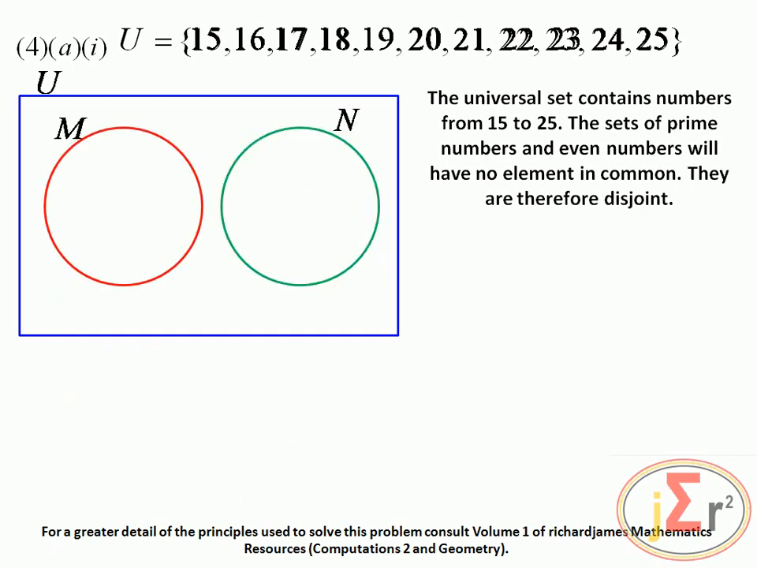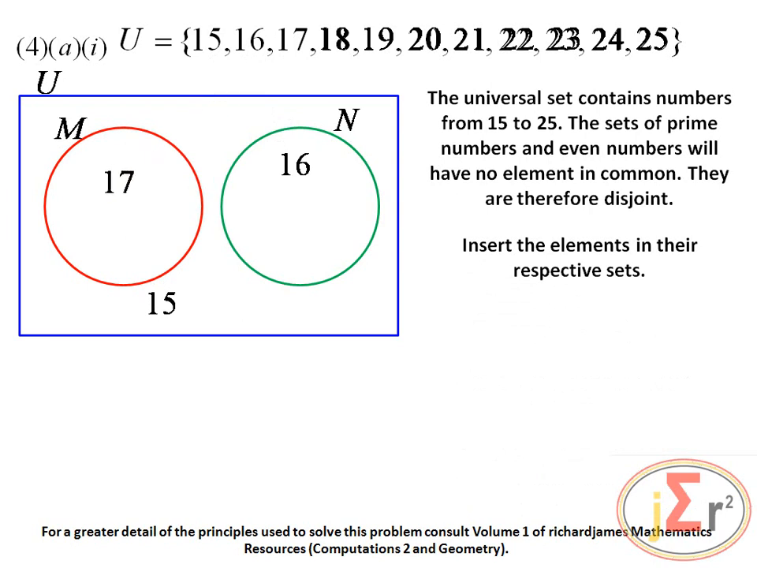And our first number is 15. And 15 is not even, it is not prime, it is going to be in the universal set, not in any of those sets. 16 is even, so we'll put it in the set on the right. 17 is a prime number, it will be placed in the set of prime numbers, naturally. And 18 is even, takes its place right there. 19 is also a prime number.